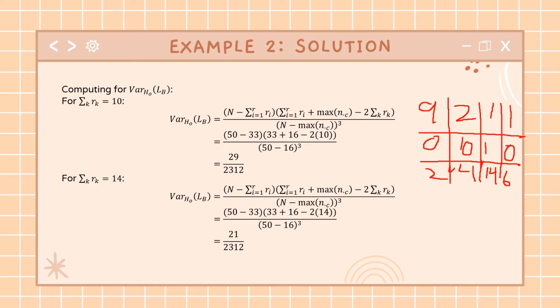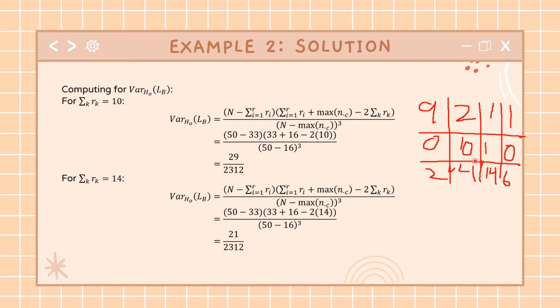Kung i-consider natin na yung highest column total ay itong second column, meron tayong mga values sa column na 2, 10, and 4. Yung 2 ba ay highest sa first row? Hindi. Yung 10 ba ay highest sa second row? Yes. And yung 4 ba ay highest sa third row? Hindi. So, meron tayong summations of R's of k for all k na 10. And ito yung variance kapag kinonsider natin itong second column.